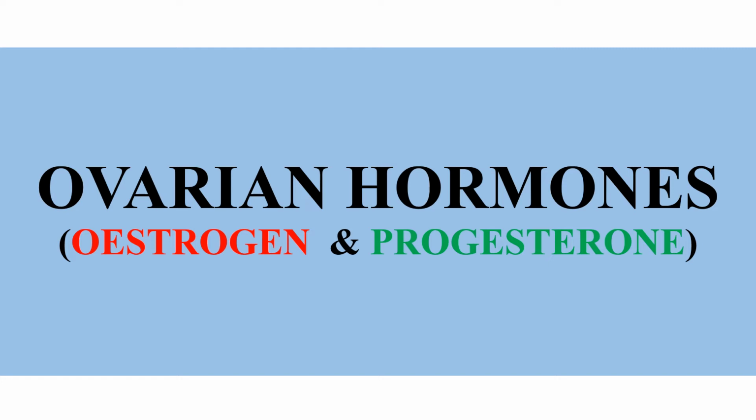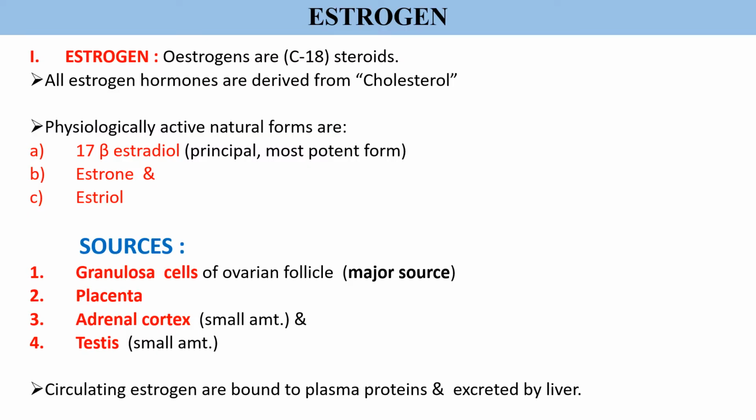Next topic is ovarian hormones, estrogen and progesterone. The endocrine function of the ovaries is to produce female sex hormones, namely estrogen and progesterone. Let us first see the features and functions of the estrogen hormone. Estrogens are steroid hormones. All forms of this hormone are derived from cholesterol. The physiologically active forms of estrogen are 17-beta estradiol, which is the most potent form, then estrone and estriol.